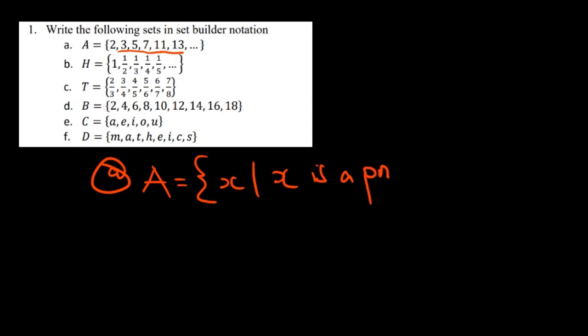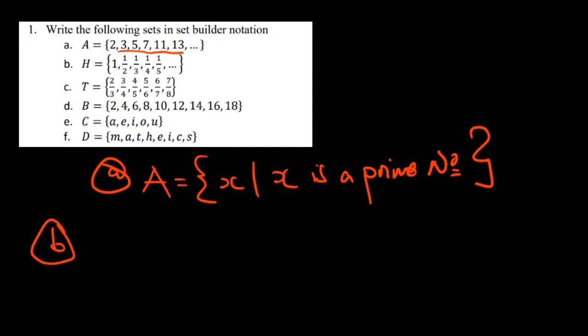So how are we going to represent it in set builder notation form? We're going to say set A is a set of all x's such that x is a prime number. All right, so we've represented the first set in set builder notation. And then let's go to B.